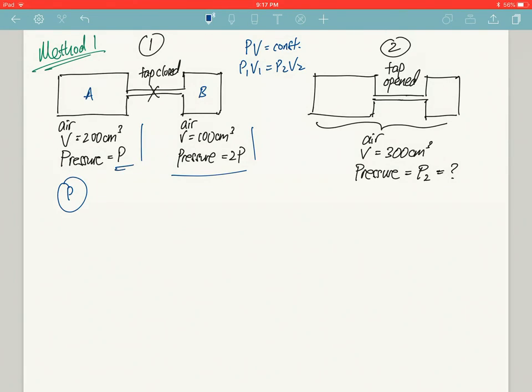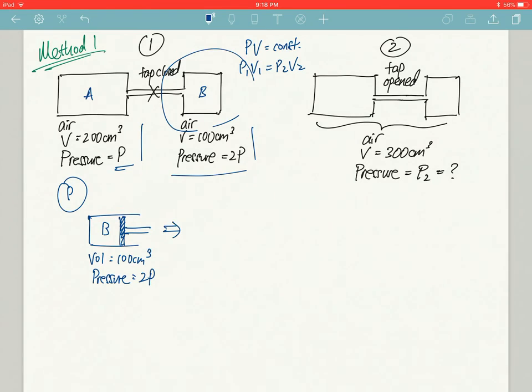Since cylinder A is already at pressure P, I'll be working on cylinder B. Now if you consider cylinder B to be like a piston that you're familiar with, right now the volume is 100 cm cube and the pressure is 2P. If I pull the piston out slowly so that there's no change in temperature, let it be B prime, the pressure now should be P. What's the new volume? By right, you should know that it's about 200 cm cube.